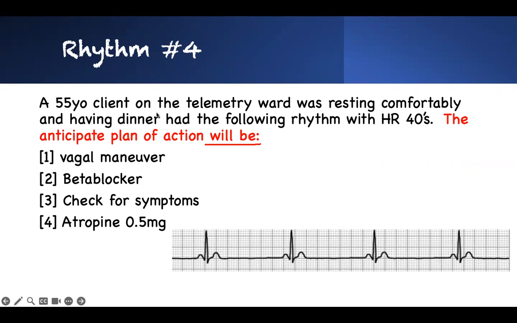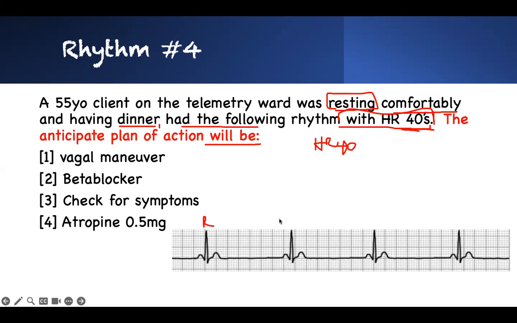A 50-year-old client on the telemetry ward was resting, buzzwords, comfortably, okay, and having dinner, with the following rhythm and a heart rate of 40. What is my plan? I have a patient who is just sitting down, eating, comfortable, enjoying his food, and the rhythm shows a heart rate of 40. But it looks fine. What would you do? And this is the EKG.